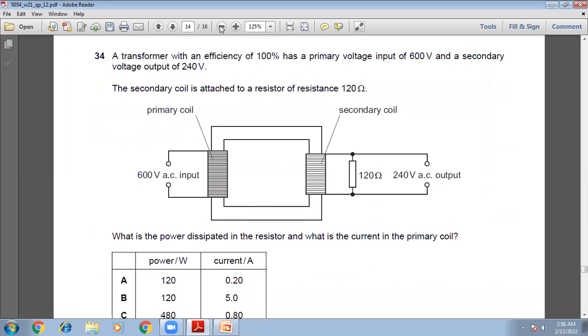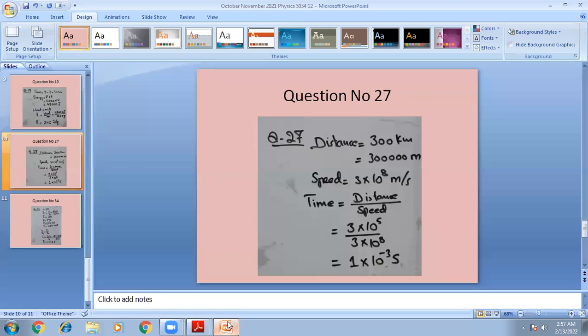A transformer with an efficiency of 100% has a primary voltage input of 600 volt and a secondary voltage output of 240 volt. The secondary coil is attached to a resistor of resistance 120 ohm. What is the power dissipated in the resistor and what is the current in the primary coil? So you can see here in the secondary side, I have the resistor, I have the voltage drop. I can calculate how much is the current here. Once I know the current here, I can calculate the power here. Power is IV. Let me show you my solution.